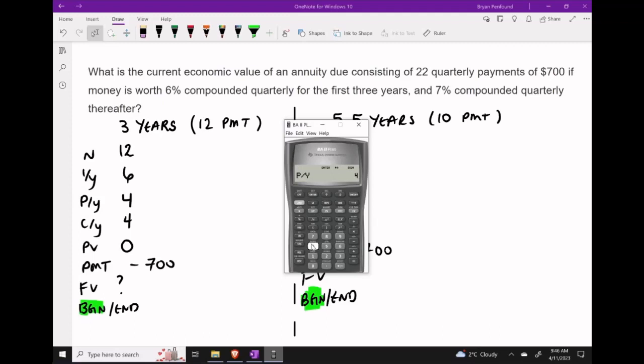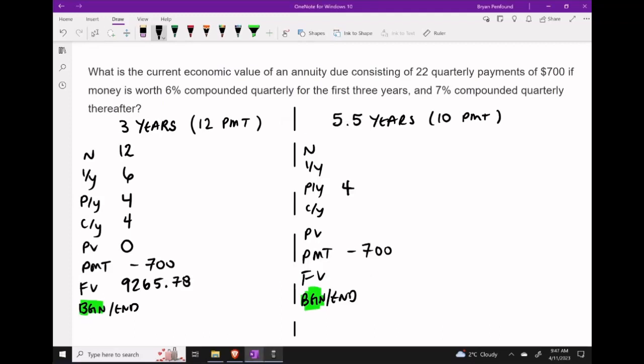We need to get 4 in for both PY and CY, so that looks good. Let's put in 0 as our principal amount. Payment size is negative 700. And let's ask to compute the future value of this particular stream. So the calculator gives a future value of $9,265.78.